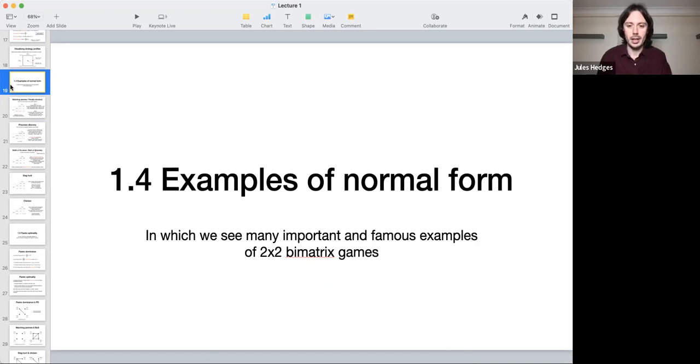So now we're going to see a bunch of examples of normal form games. Specifically, they're all going to be 2x2 matrix games, which is to say there's two players and both players have two moves. You can get quite a lot of mileage out of just those examples.